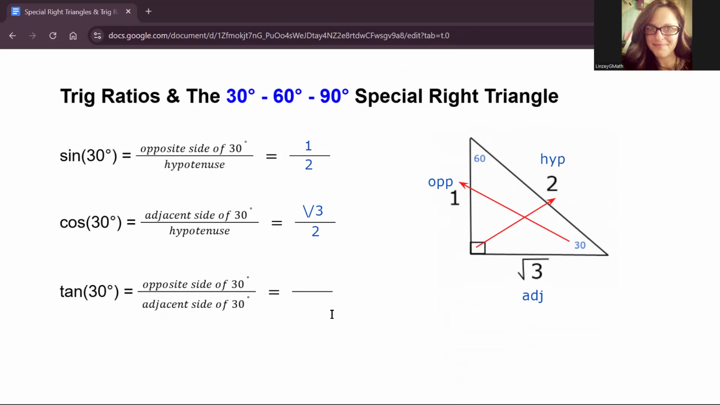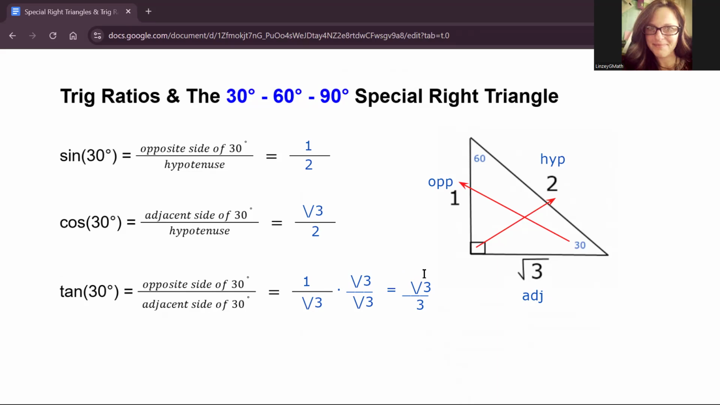Tangent of 30 is the opposite side over the adjacent side, 1 over square root 3. You could rationalize by multiplying by square root 3 over square root 3, multiply straight across, and we get square root 3 over square root 3 times square root 3 is 3. So there's our rationalized tangent of 30.